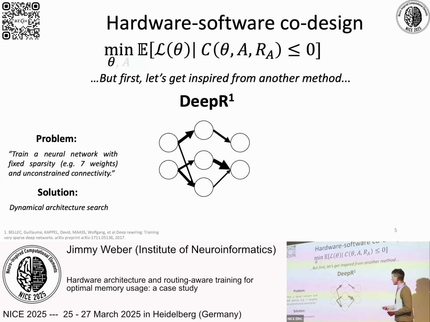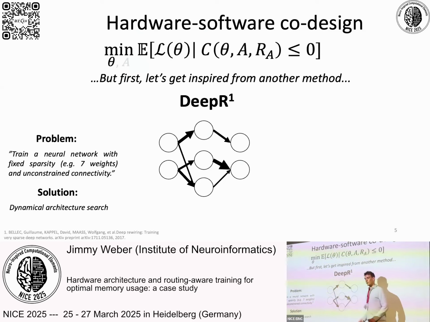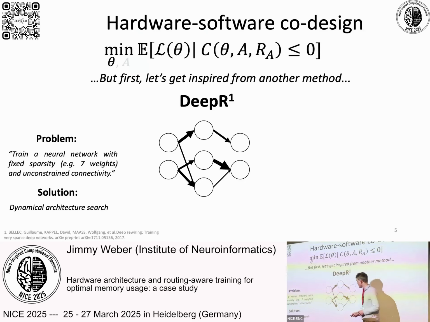Just as an example, let's say you have this neural network. Deep R would first train it a bit. As you see, those weights are kind of being changed. Then you would select all the weights that are below a certain threshold and remove them. And then you would randomly reassign some weights in your network so that you are matching the constraint of being 7 weights. Okay? So this is Deep R.